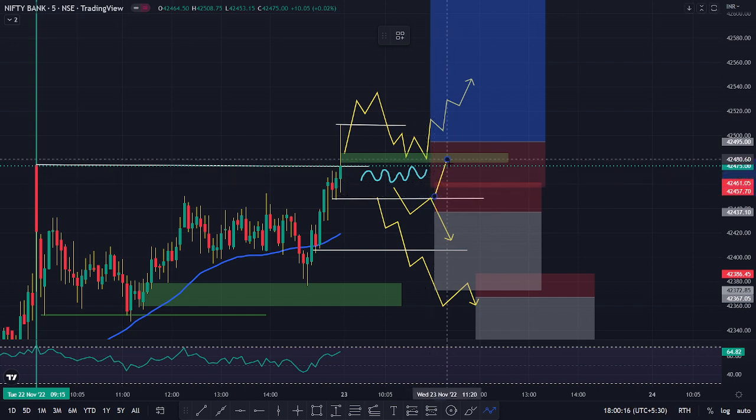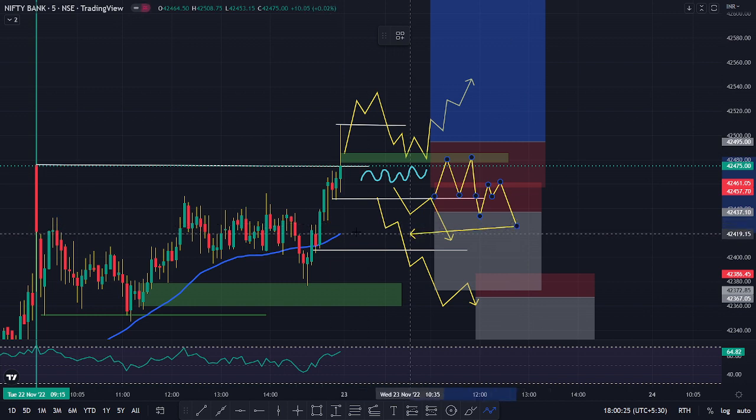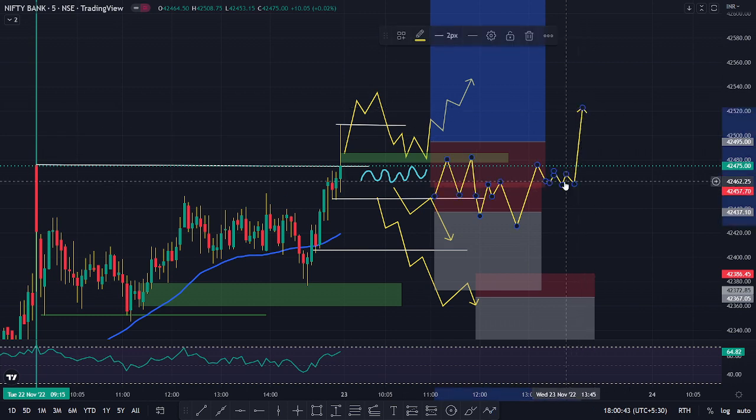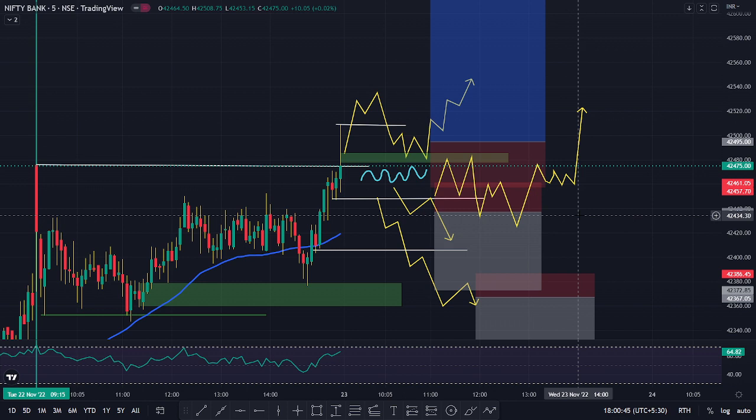And if the market breaks above this, creates a double top, then I'll expect the market to go below this and then create a double top again, go below this and take support here. Create the double bottoms, right? Wait a minute, how do we draw this double bottom? Okay, so create this double bottom here, which is right here, and then I'll expect the market to go higher. Now, these are the things which can happen possibly tomorrow.